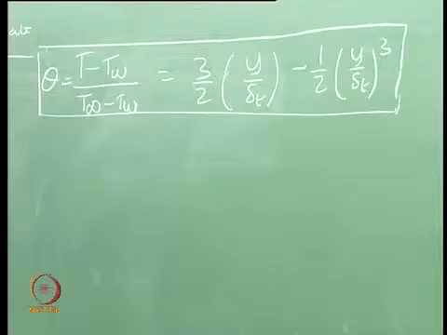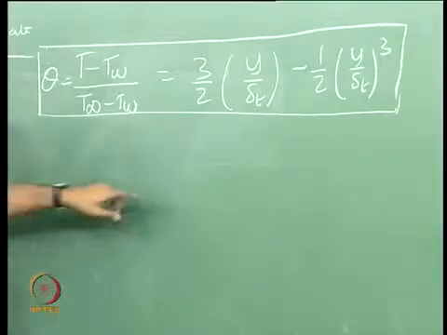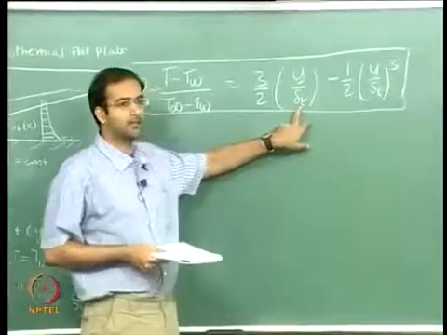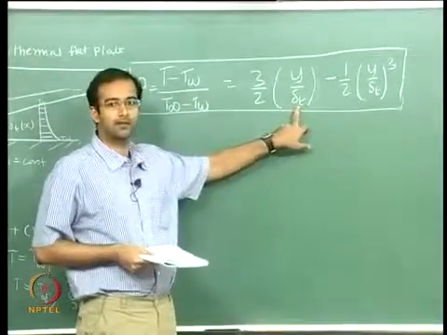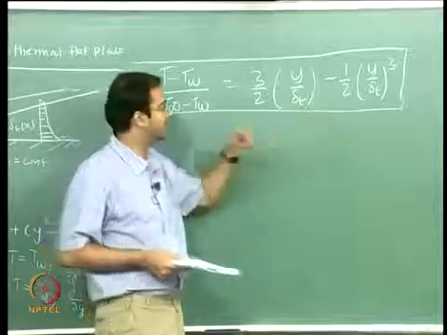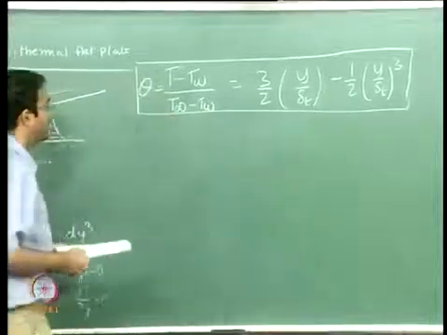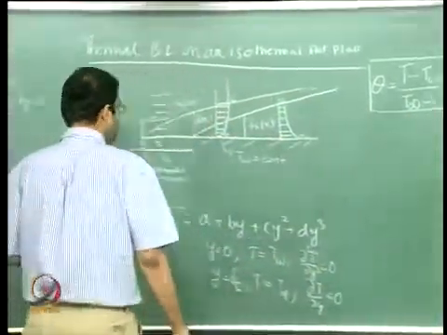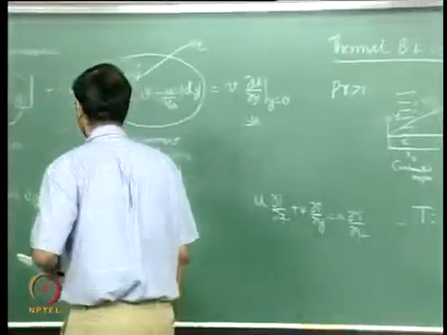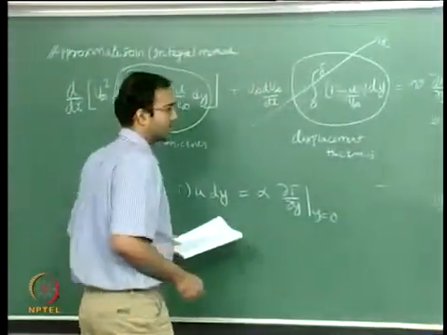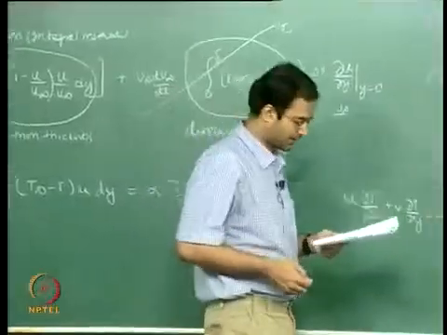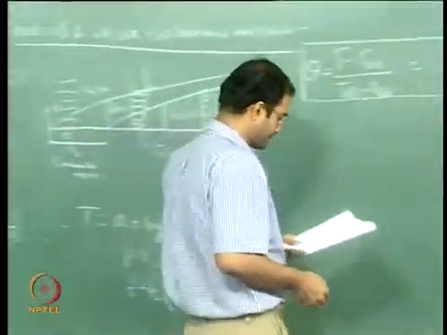Just like I have a non-dimensional velocity profile, exactly the same expression, only rather than the boundary layer thickness, here you have the thermal boundary layer thickness delta T. The same cubic approximation. So the next step will be to substitute this into the energy integral and do the same procedure that we did for the momentum integral.